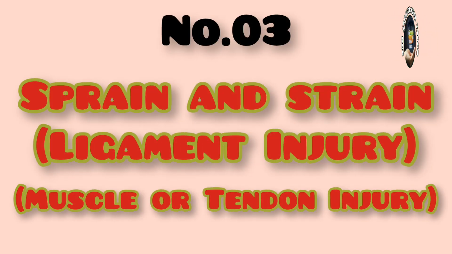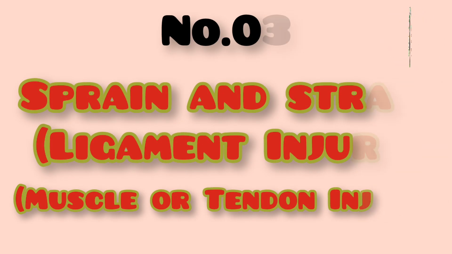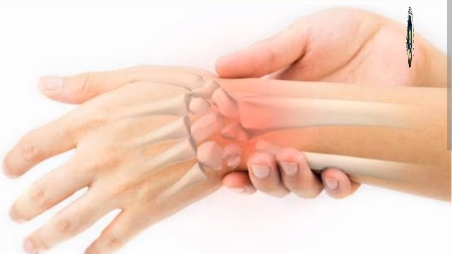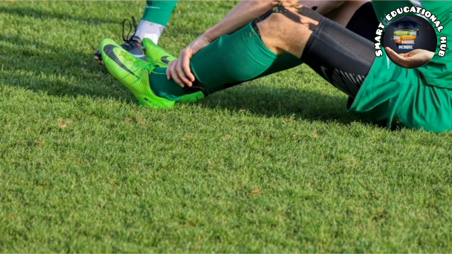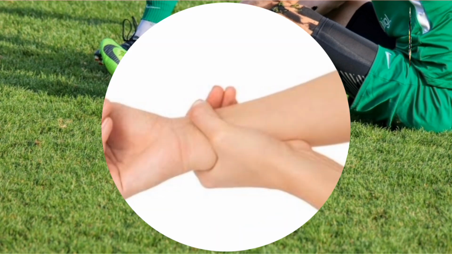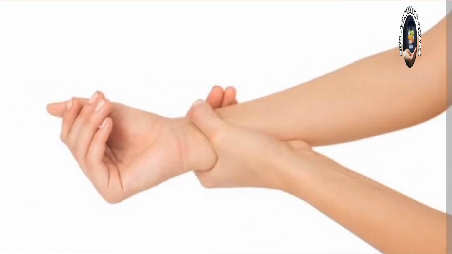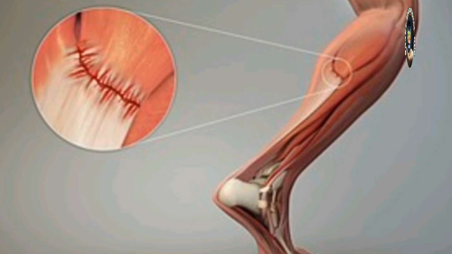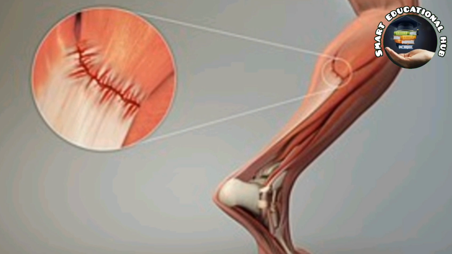Number 3, sprain and strain, ligament injury. A sprain is an injury to the ligaments, the tough band of tissue that connects bones together at a joint. It usually happens when a joint is twisted or stretched too far, like when you suddenly turn your ankle while walking or running. A sprain can cause pain, swelling, bruising. A strain, on the other hand, is an injury to muscle or tendon, the tissue that connects muscles to bones. It usually happens when a muscle is stretched too much or used too suddenly, like lifting something heavy.